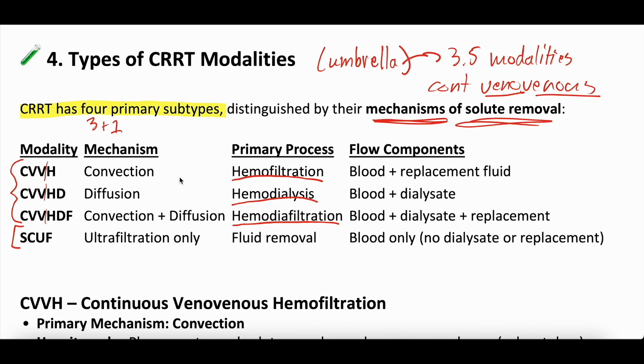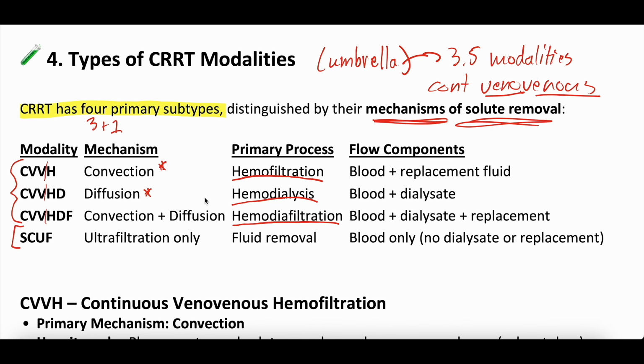Hemofiltration, hemodialysis, and hemodiafiltration. And the reason there's different verbiage here is because the way in which the CRRT modalities work is different. They're slightly different for how they get rid of solute. CVVH, which is hemofiltration, uses convection. So anytime you see hemofiltration, I want you to equate in your brain to convection. Whereas hemodialysis, CVVHD, the hemodialysis stands for diffusion. Anytime you see hemodialysis, equate it in your brain to diffusion.